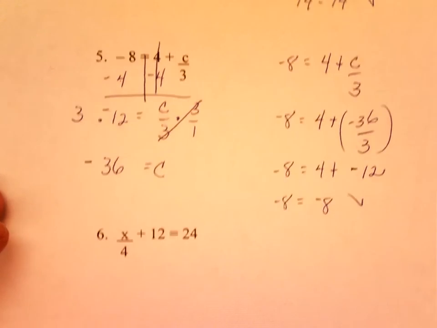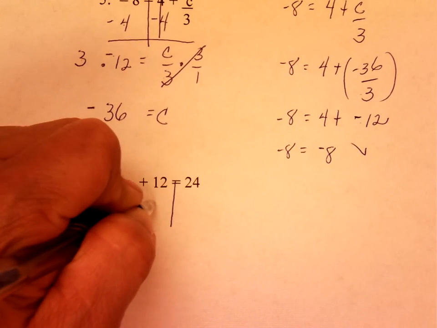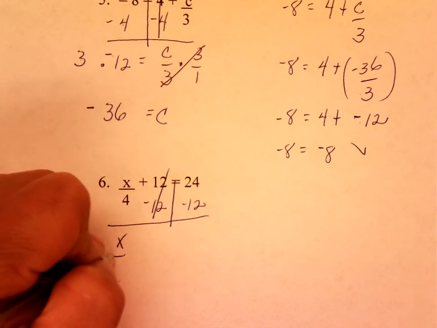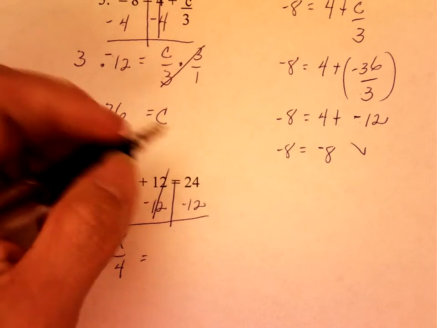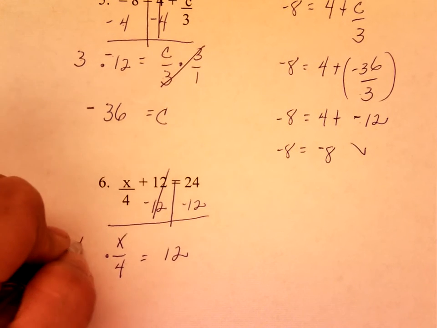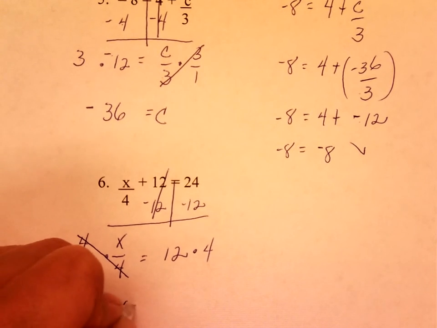And the last one, you're going to get rid of the 12, so it's minus 12 on both sides. So you'll have x over 4 is equal to 24 minus 12 is 12. Multiply by 4 over 1, or multiply by 4. X is equal to 48.